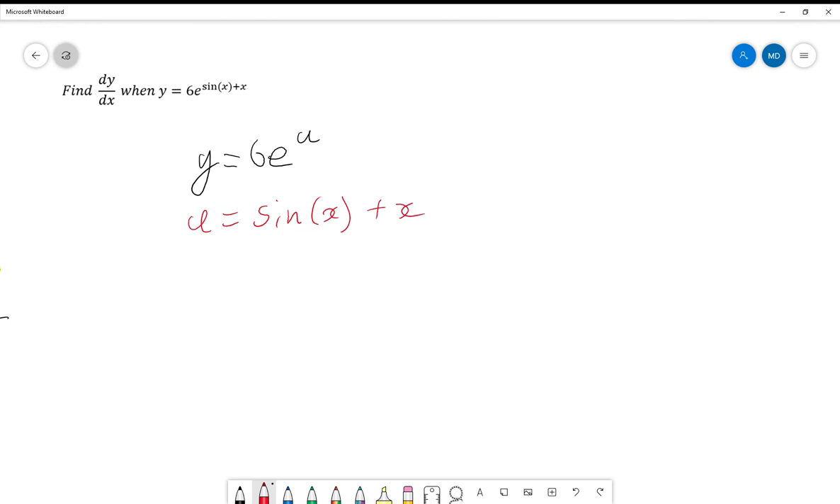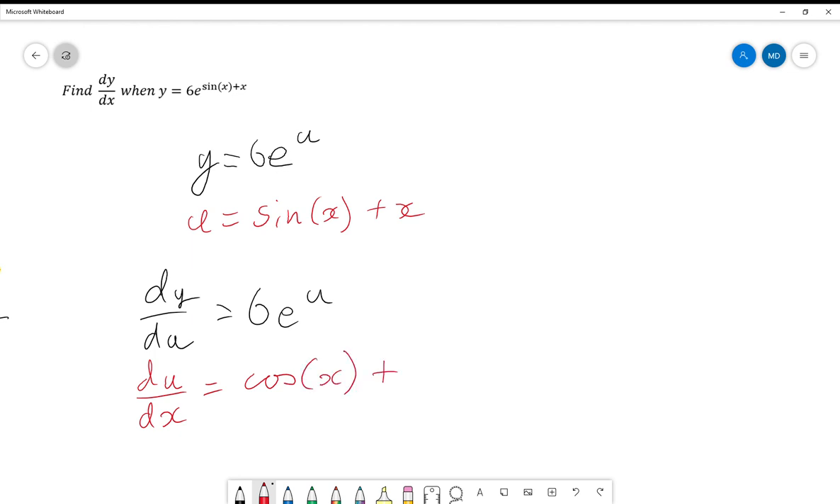So we're picking our u as sine of x plus x, because that's the bit that's awkward, and then when we take it out, it's easy to differentiate. So dy by du, well, that just stays the same because it's e to the u, and our exponential function differentiates to itself. So that's very nice. And du by dx, well, sine differentiates to cosine, and x differentiates to 1. And then our final answer, dy by dx, is going to be equal to, as before, dy by du multiplied by du by dx.